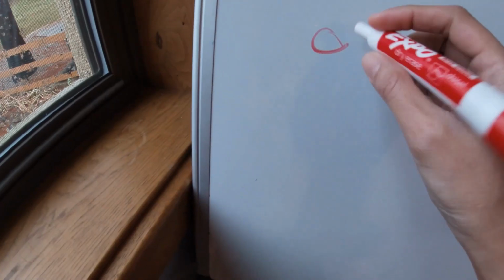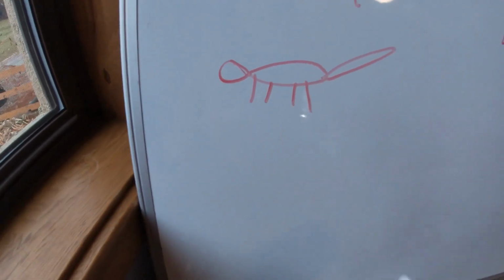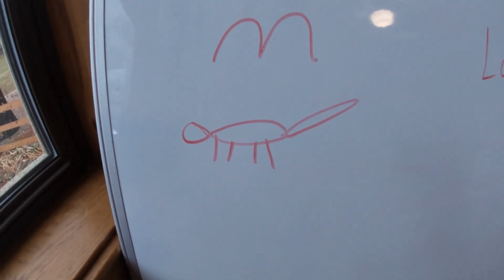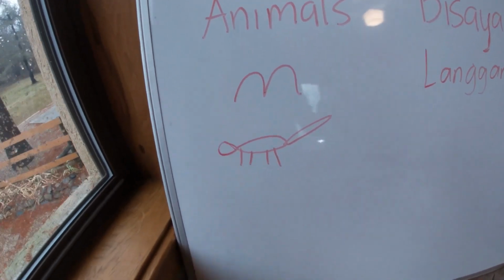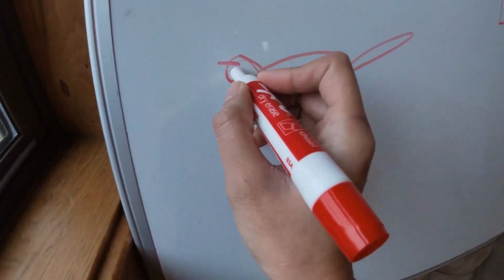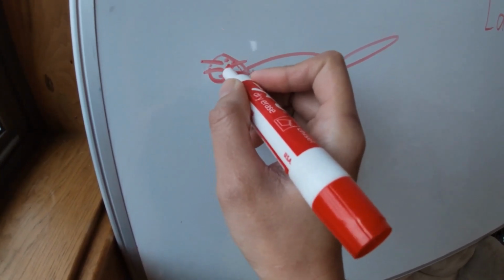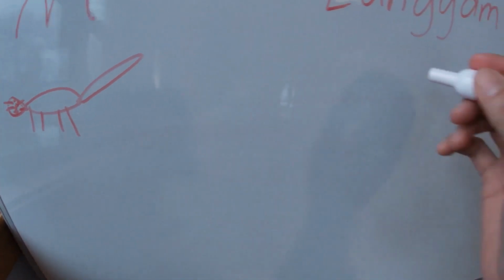This. Dog, dog, dog. A skunk. A doggy. Those are not stingers, those are whiskers. Oh, whiskers. That's for the bee.